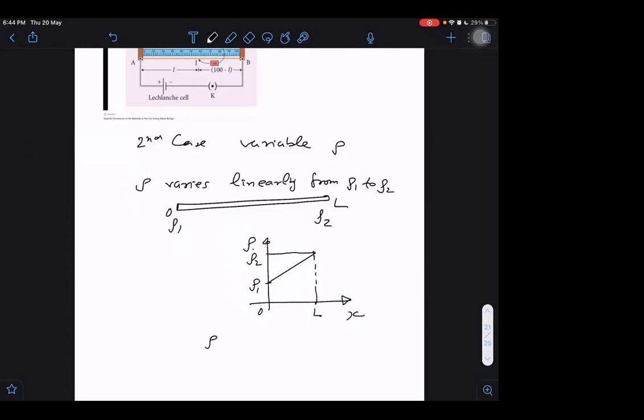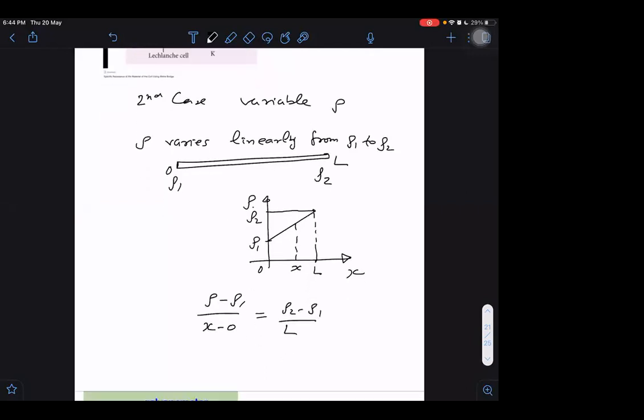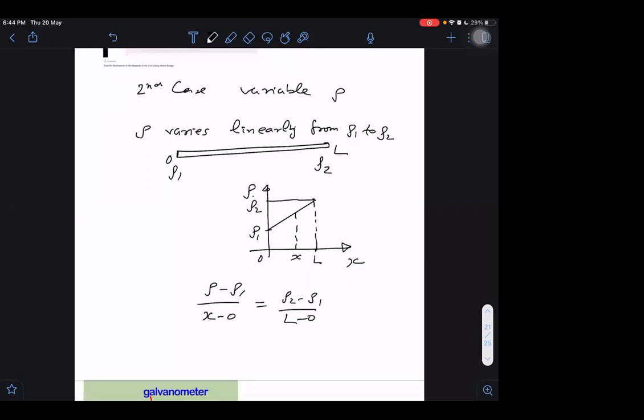What would be the equation? It is y equals mx plus c. Rho minus rho 1 upon x minus 0 is equal to rho 2 minus rho 1 upon L minus 0. Is it right or not? Rho is equal to x upon L into (rho 2 minus rho 1) plus rho 1. Yes, this is the equation.